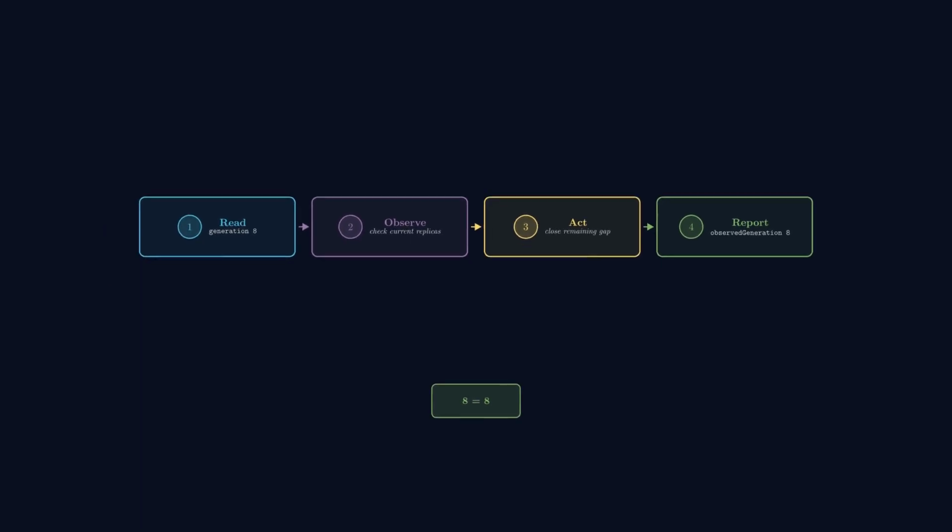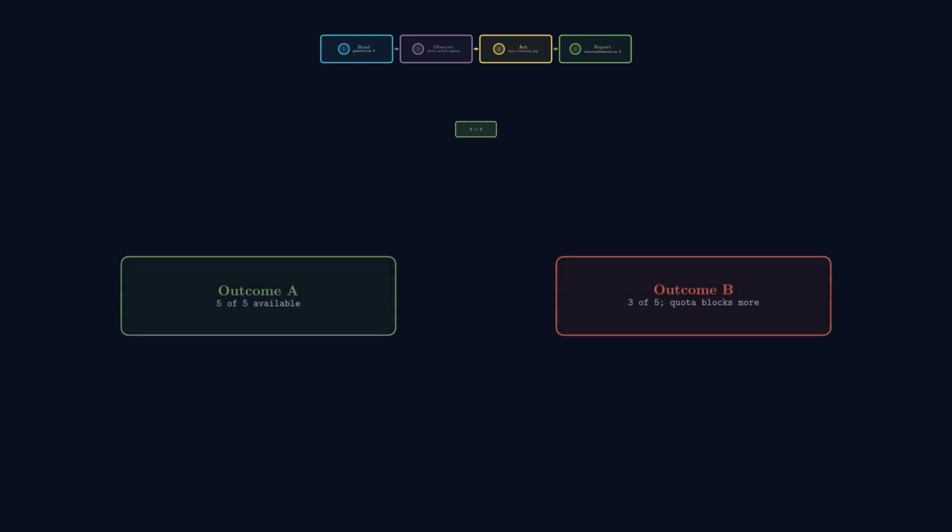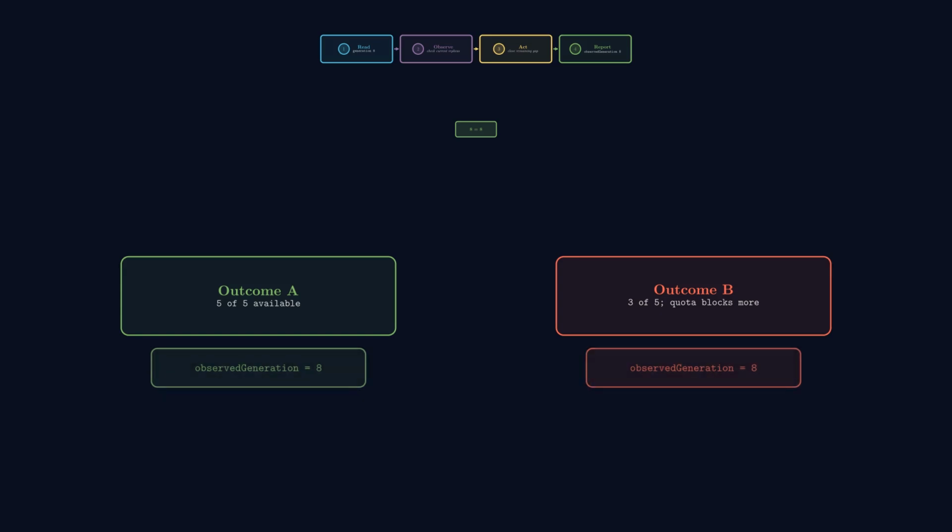But matching generation numbers do not mean everything is working perfectly. They only tell us that the deployment controller has seen the latest desired state. It may reach all 5 replicas successfully, or it may discover that something is preventing new pods from being created. In both cases, ObservedGeneration can still be 8. So ObservedGeneration tells us the status is current, but not whether the rollout succeeded. So we need one more piece of information.